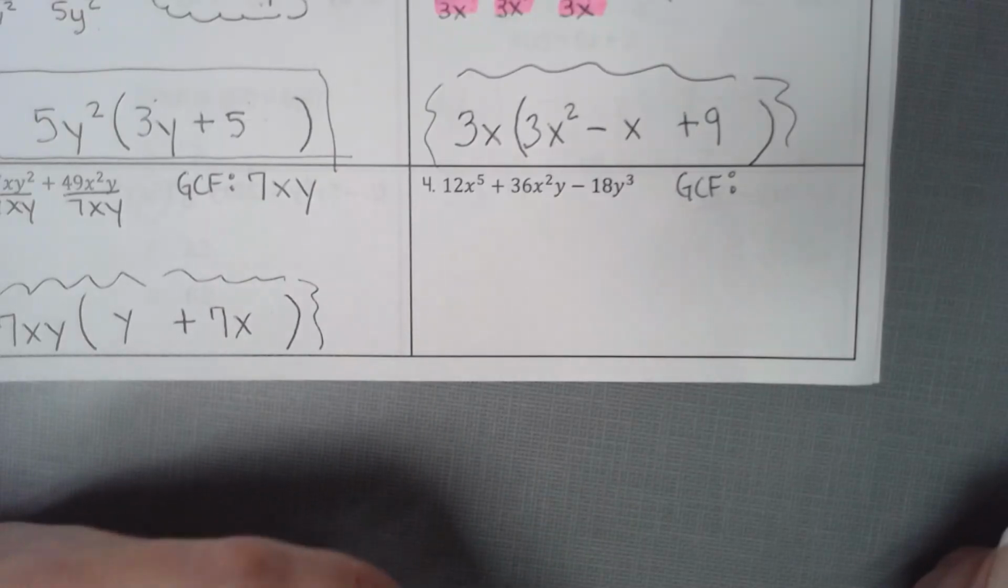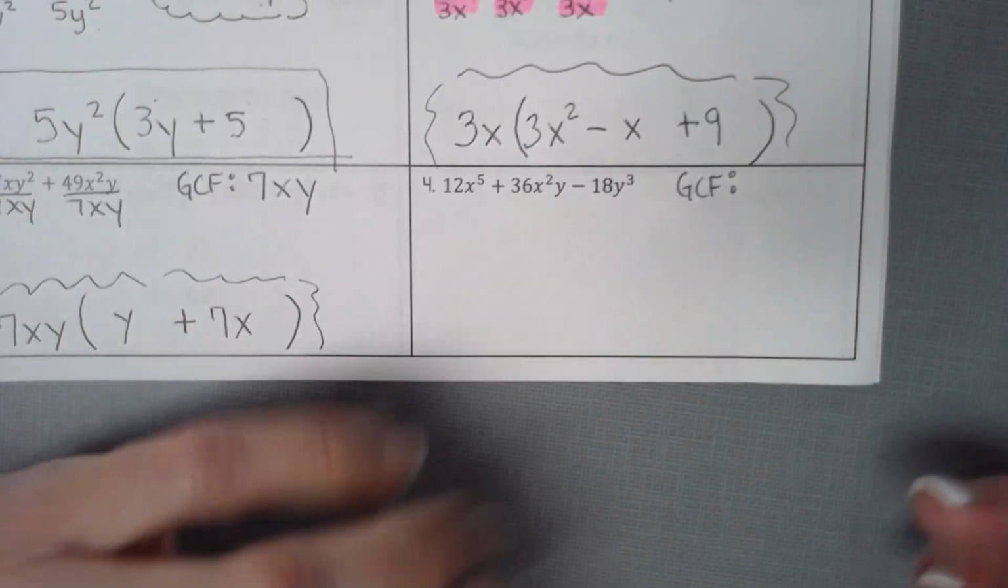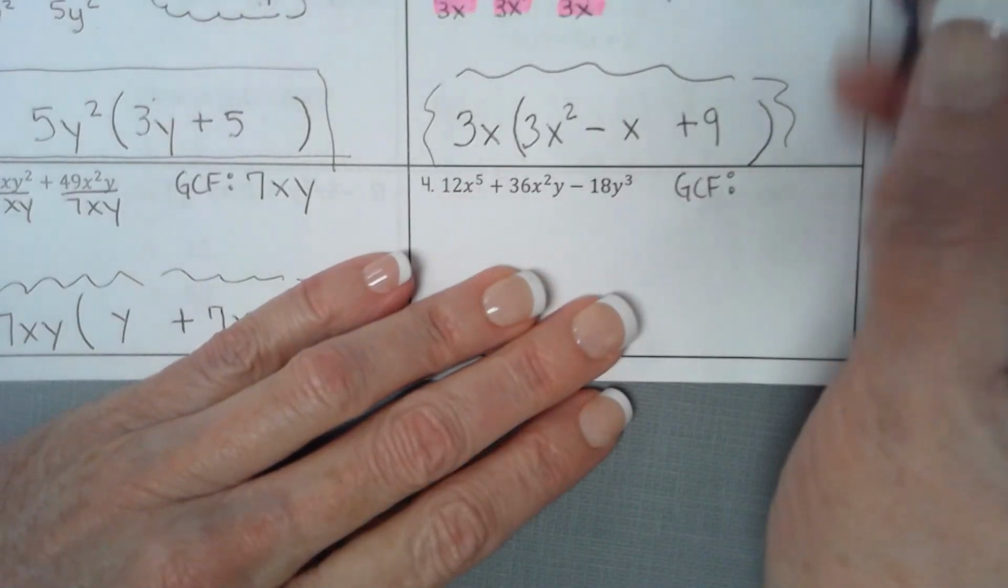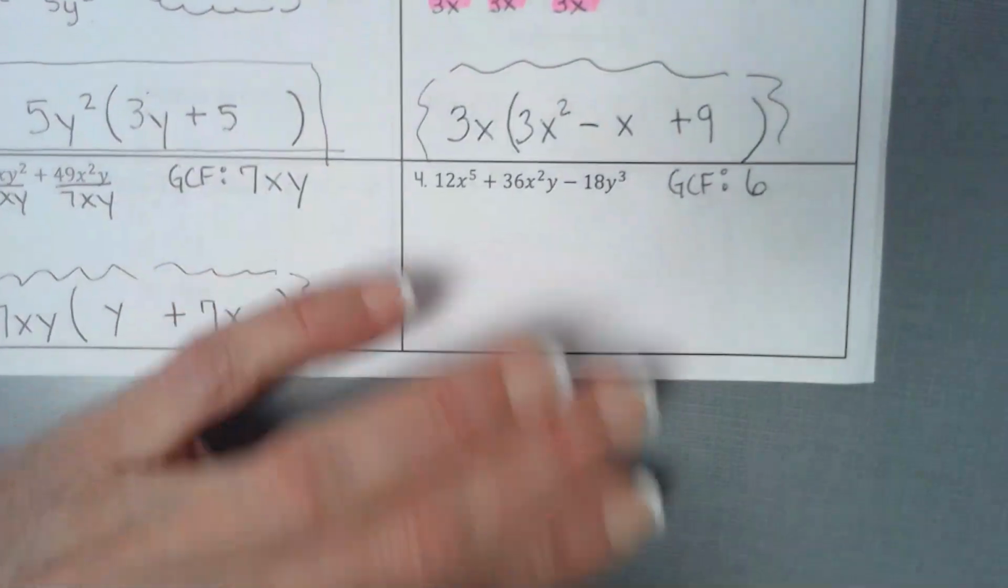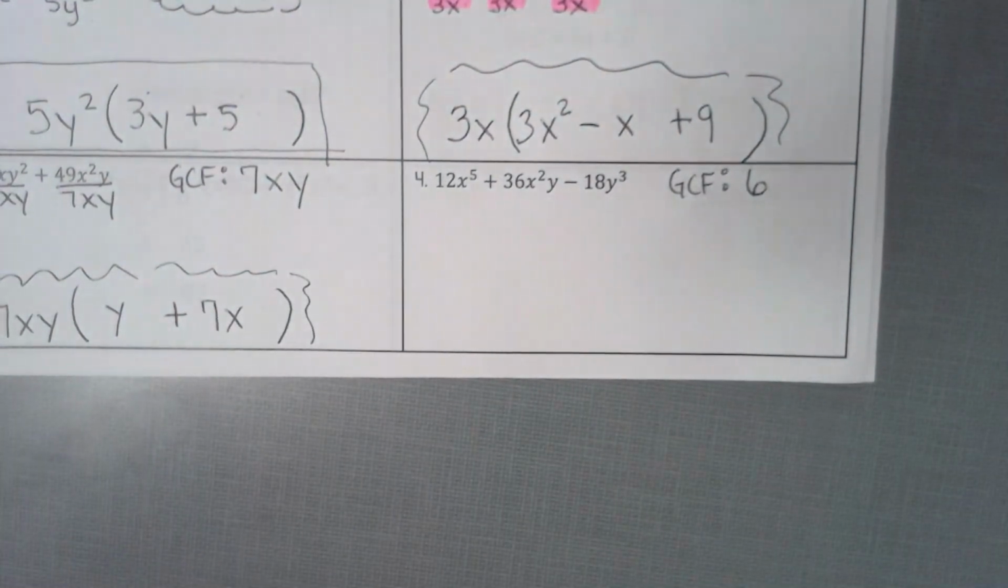All right, let's see how many people fell prey here. First of all, did you realize that 6 is the greatest common factor? There are no variables in common in all three of those. How many people wrote out some variables for the greatest common factor?